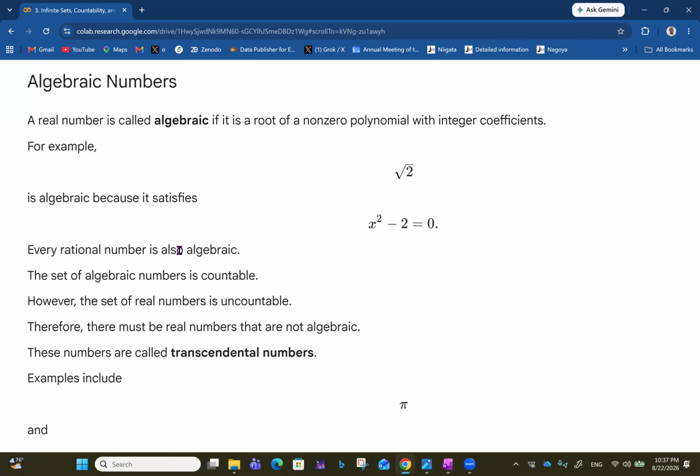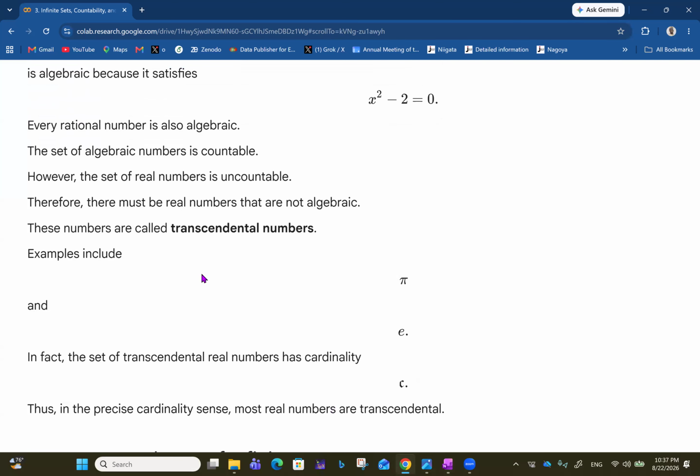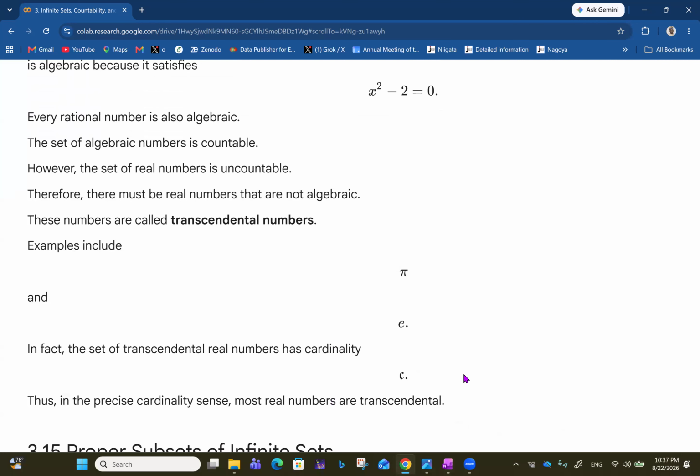Every rational number is also algebraic. The set of algebraic numbers is countable. However, the set of real numbers is uncountable. Therefore, there must be real numbers that are not algebraic. These numbers are called transcendental numbers. Examples of transcendental numbers are pi and e, the exponential value. In fact, the set of transcendental real numbers has cardinality C, the continuum cardinality. Thus, in the precise cardinality sense, most real numbers are transcendental.